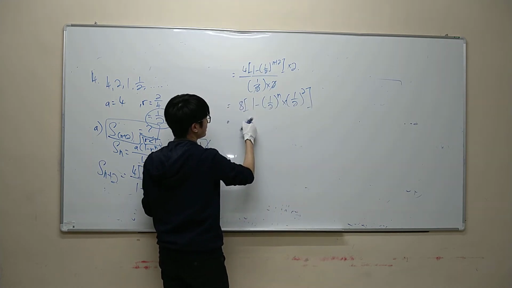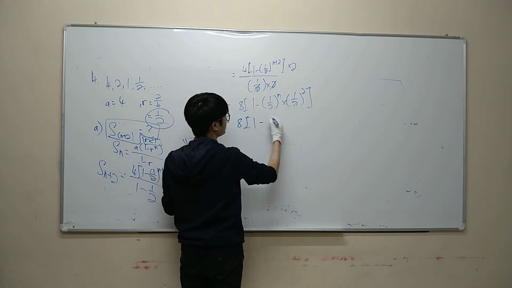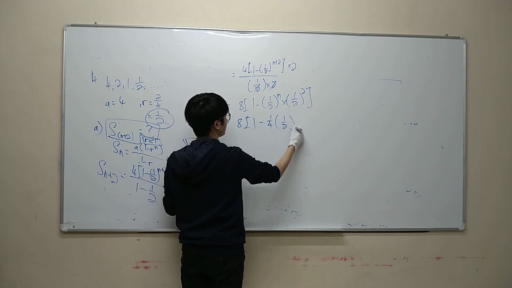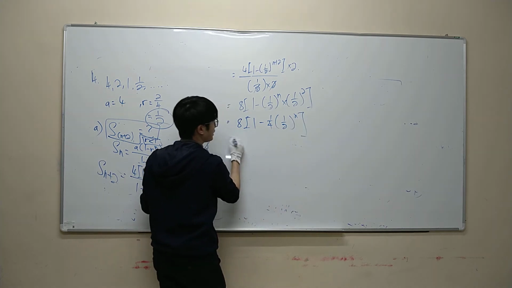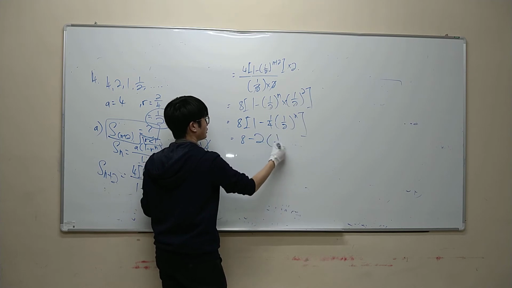So what happens here? Okay, jangan darab masuk dulu. Sini cantikkan dulu. 1 over 2 power 2 is 1 over 4, and then bracket 1 over 2 power n. Okay, now sudah cantik, kita darab masuk. So 8 times 1 is 8, and then 8 divided by 4 is 2 here, and then 1 over 2 power n.